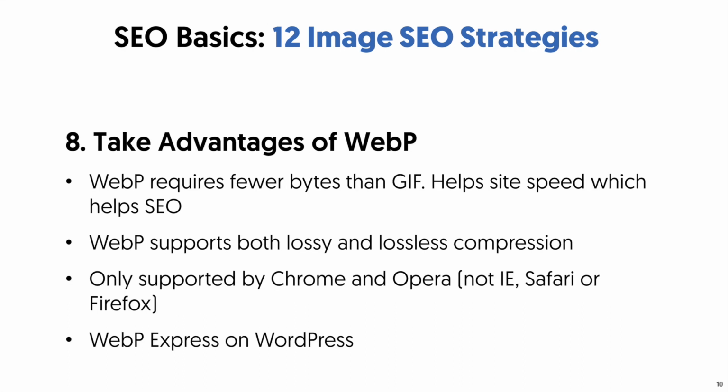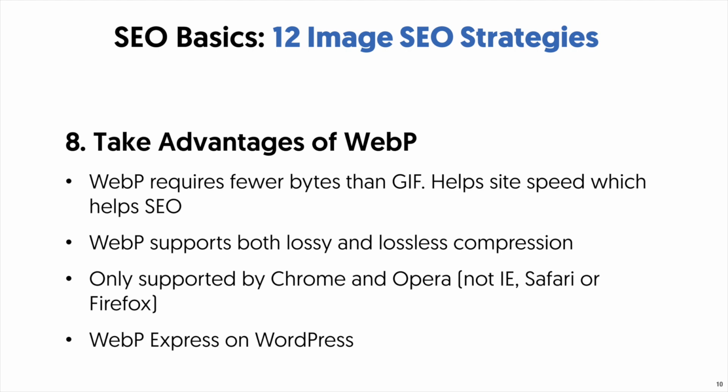Now, having talked all about PNGs and JPEGs, I'm going to sound like I'm contradicting myself, because you should really try to take advantage of something called WebP. So what is WebP? Very few people know what WebP is. It's really new. It's a new file format for images that Google loves. As the name suggests, it's a file type designed for the web. It actually requires fewer bytes than a GIF, which historically has been the absolute smallest file size. And of course, small file size means good speed. Good speed means better SEO.